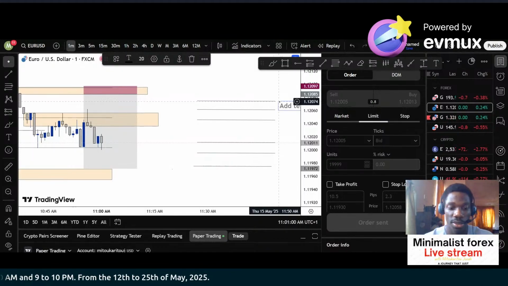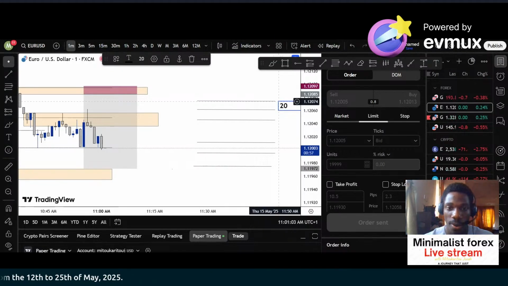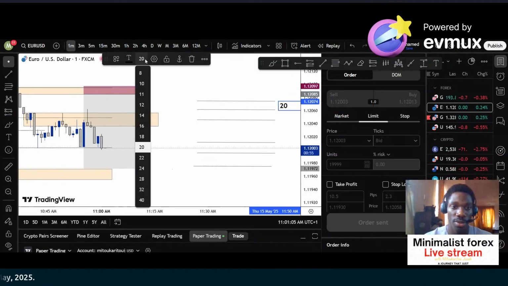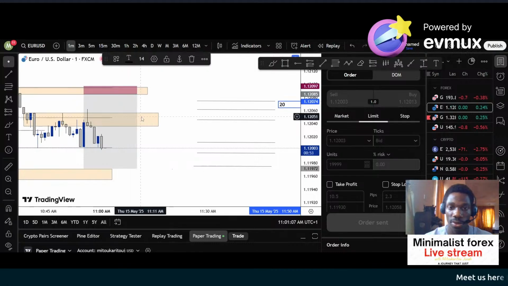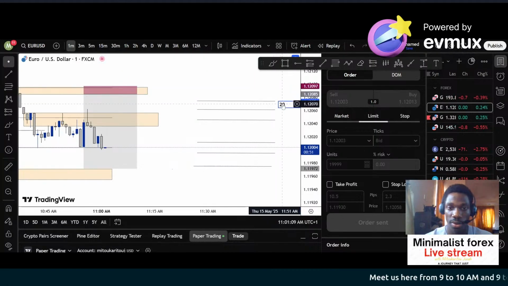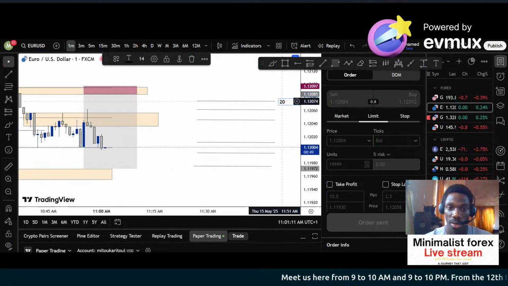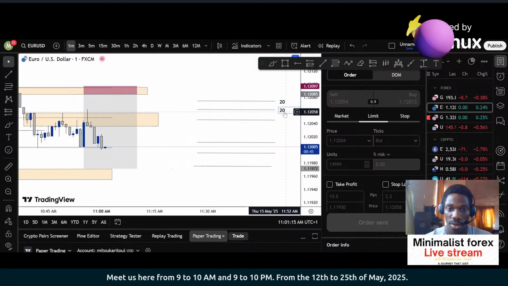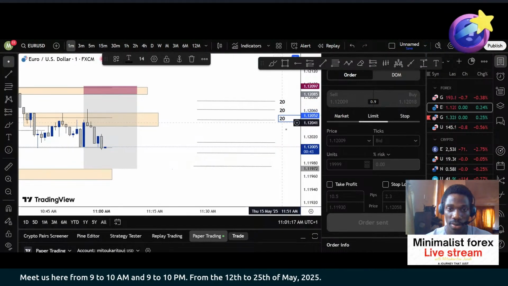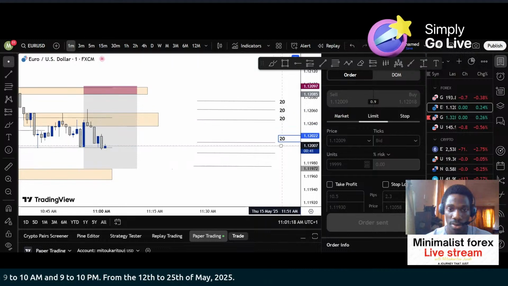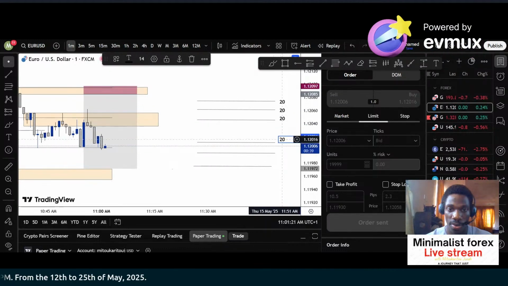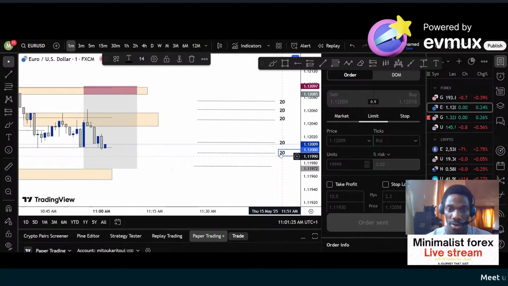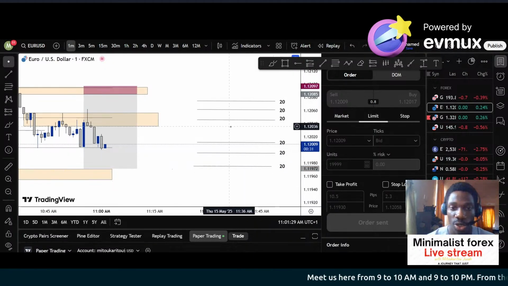So let's say this is 20. Let me reduce this to 14. This is 20. This is 20. This is 20. This is 20. And then some levels don't even have anything.